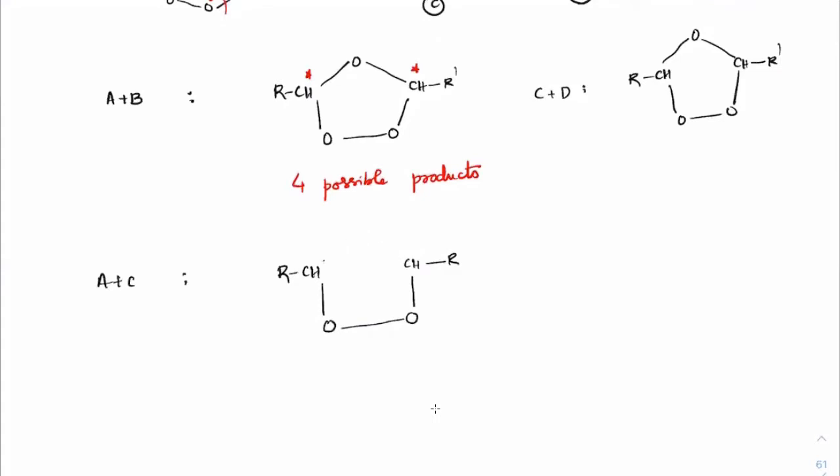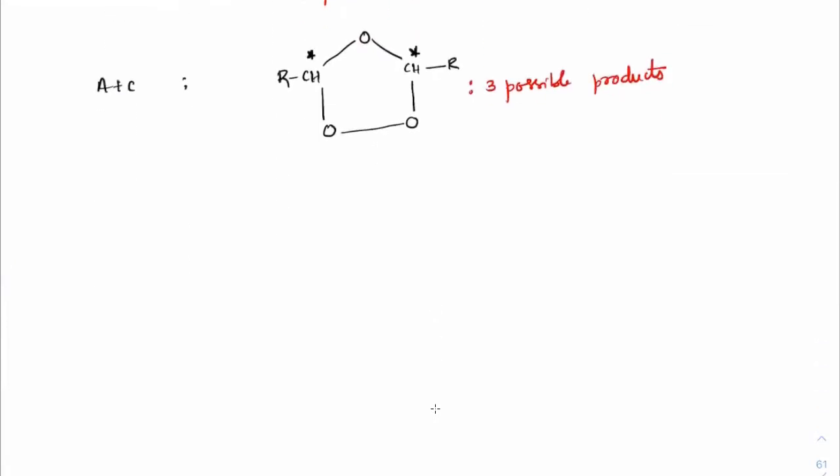Now observe this carefully here. What do we have? This would have 2 chiral centers, but only 3 products. Why? One of them will be meso, na? It would have a center. It would have a plane of symmetry. Correct. So how many possible products in here? So you'll get typically 3 possible products. So 3 possible ozonoids are formed here.